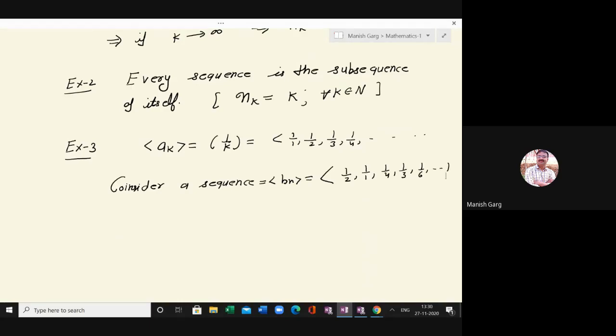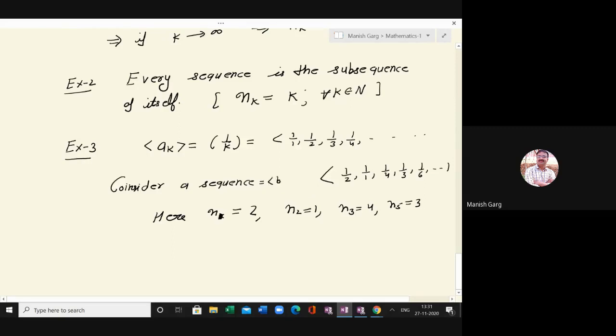Check. Here nk, so n1, what can you say? n1 is equal to 2, n2 is equal to 1, n3 is equal to 4, n4 is equal to 3. Because Bn is actually 1 by n, like that. So I am writing in terms of a subsequence n1, n2, n3, n4. If anybody has confusion, I can write it in subsequence form.